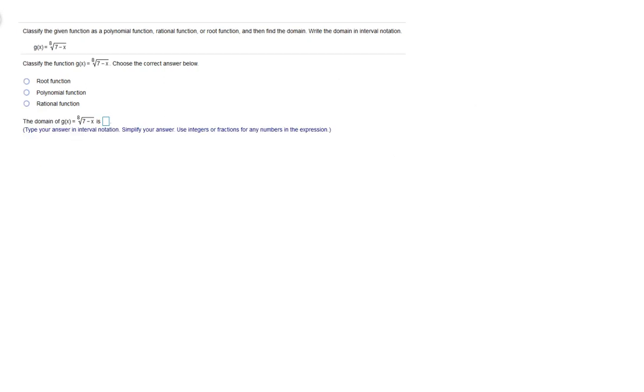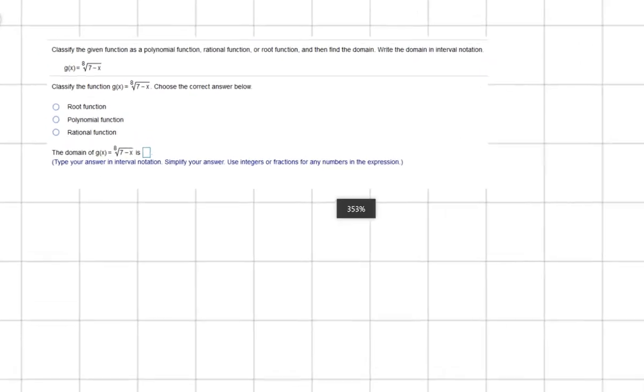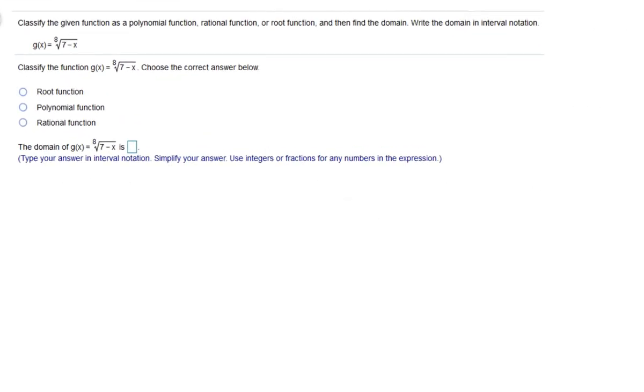So our next example has the same directions. Classify the given function as a polynomial, rational, or root function, and then find the domain. Write the domain in interval notation. So on this example, we have the function g of x equals the 8th root of 7 minus x.